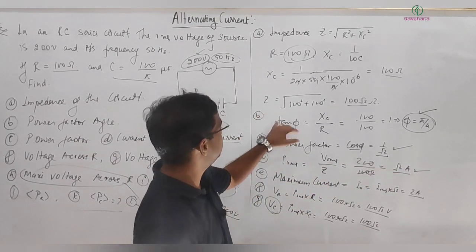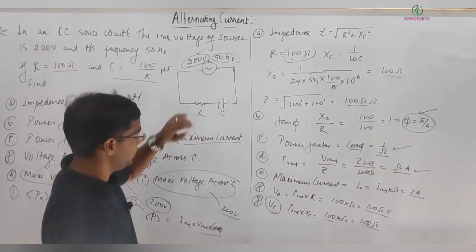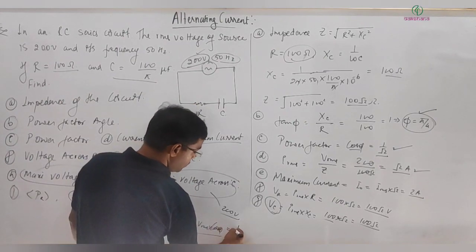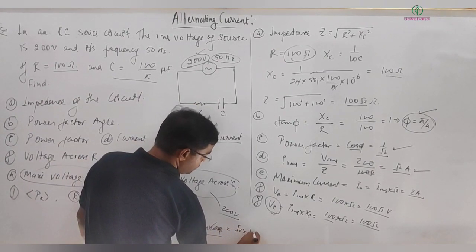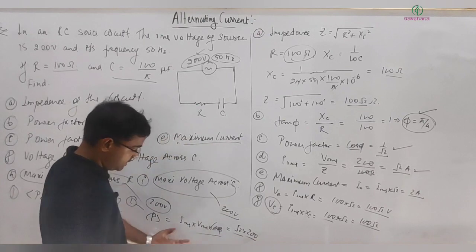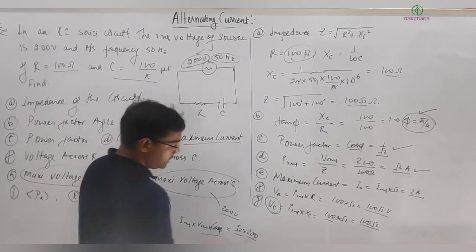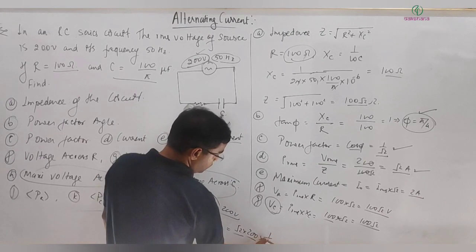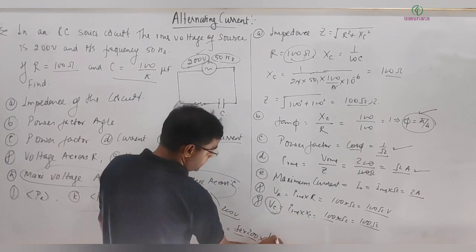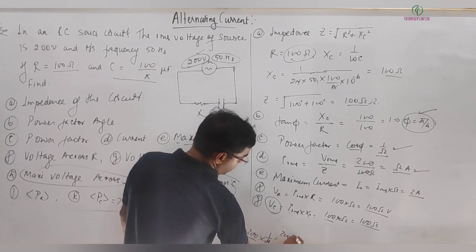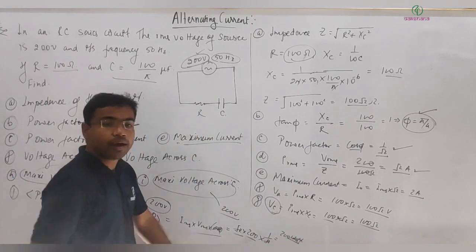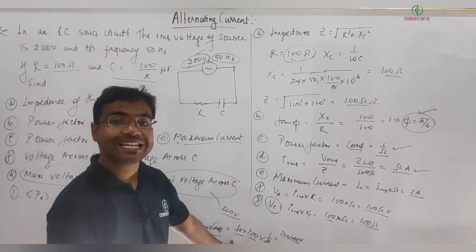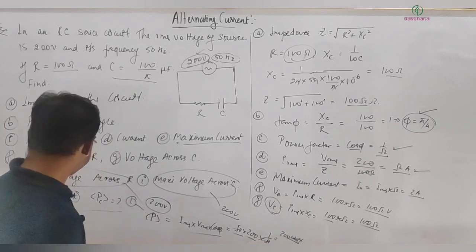And V is already given as 200, so I can substitute root 2 multiplied by 200, I RMS V RMS. The cos phi value is also given, the power factor, that is 1 by root 2. So this implies, cancel, you are getting 200 watt. This is your average power in the circuit, right?